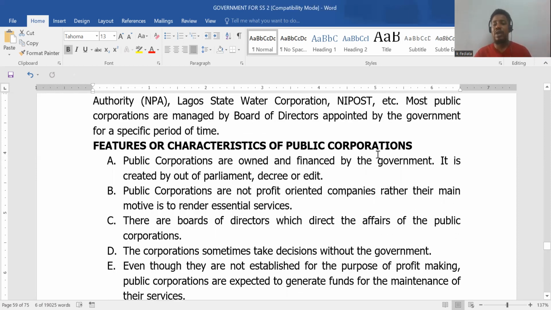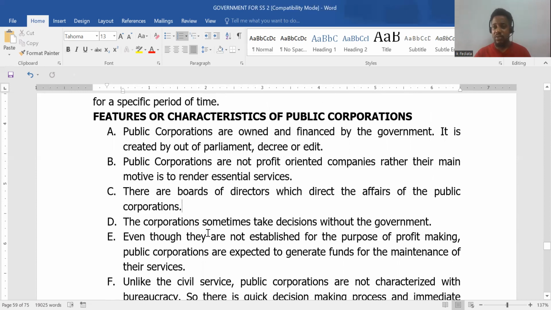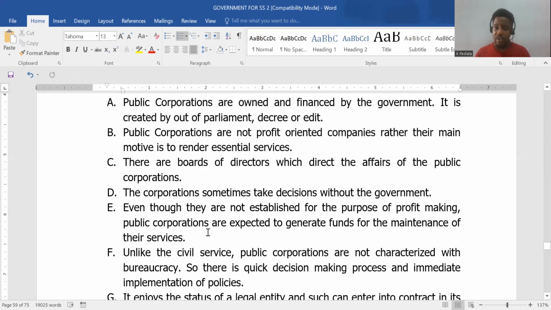Number one, they are owned and financed by the government. Simple and straightforward. Government owned. They are not set out to make profits, rather to provide essential services. The board of directors direct the affairs of this public corporation, right? So sometimes they can make decisions without the government. They can make laws, right? Those laws are called bylaws.